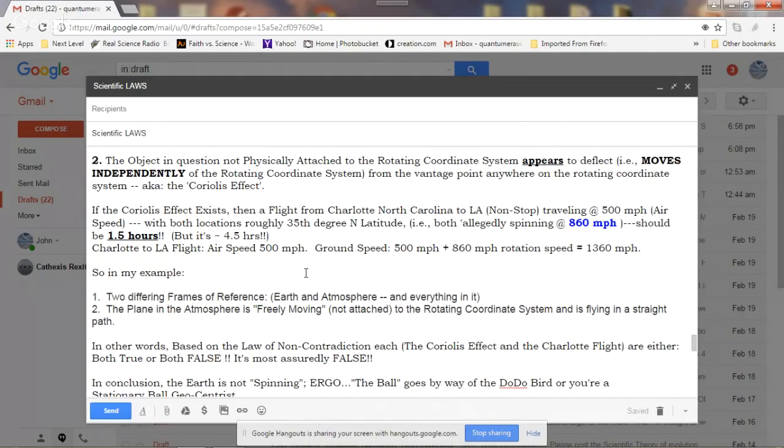So the Charlotte to LA flight, the airspeed should be 500 miles an hour. The ground speed is 500 miles an hour plus the 860 miles per hour rotation speed coming into your face, because you're flying from east to west and the Earth is spinning from west to east. So it's spinning underneath you as you're flying towards it.